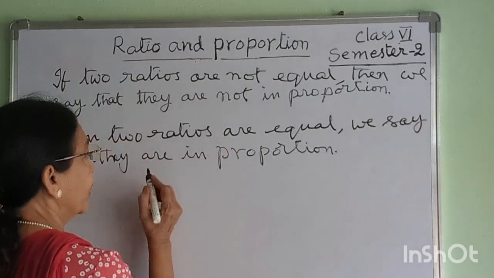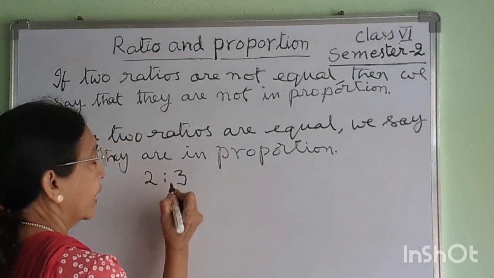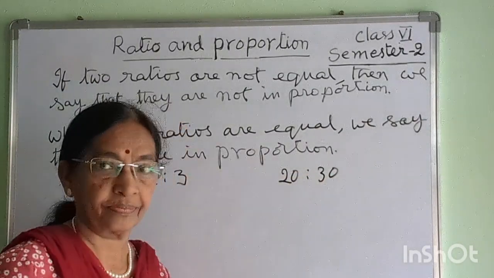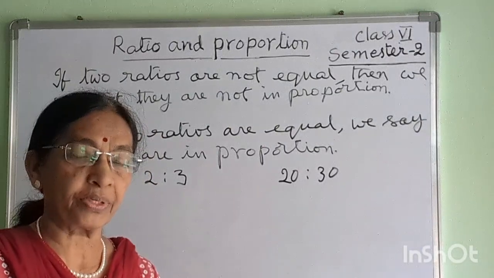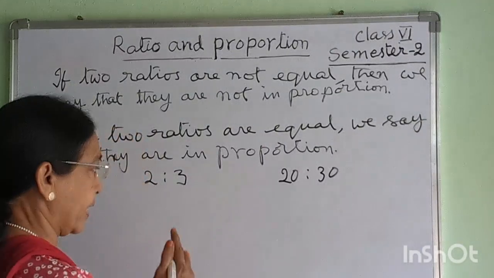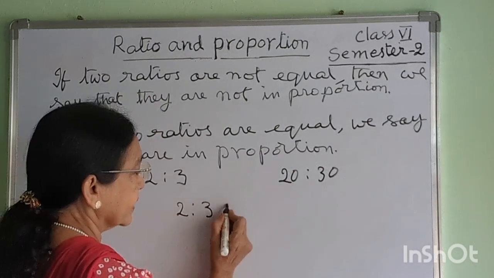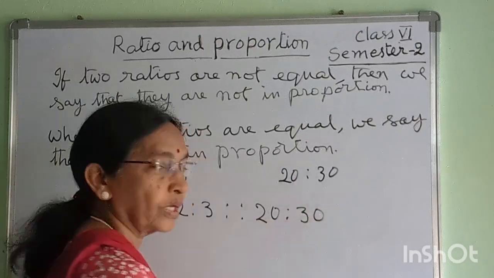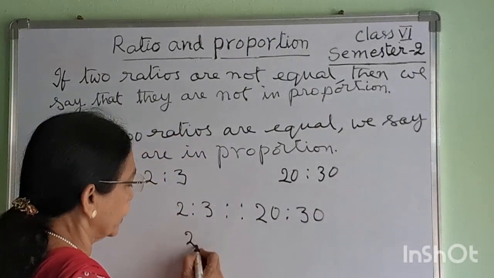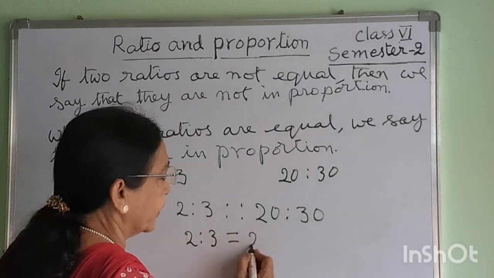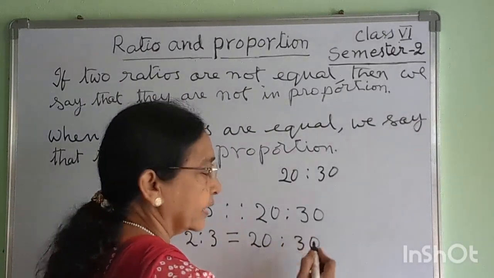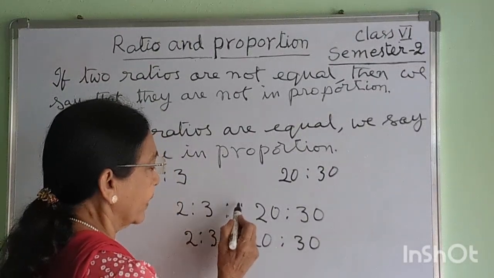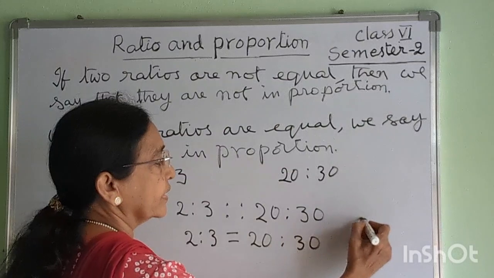For example, 2:3 and 20:30 are equal. Therefore, they are said to be in proportion and written as 2:3 is as 20:30. Also, it can be written as 2:3 is equal to 20:30. In either way, we can write it. And this four dots is written as "is as".